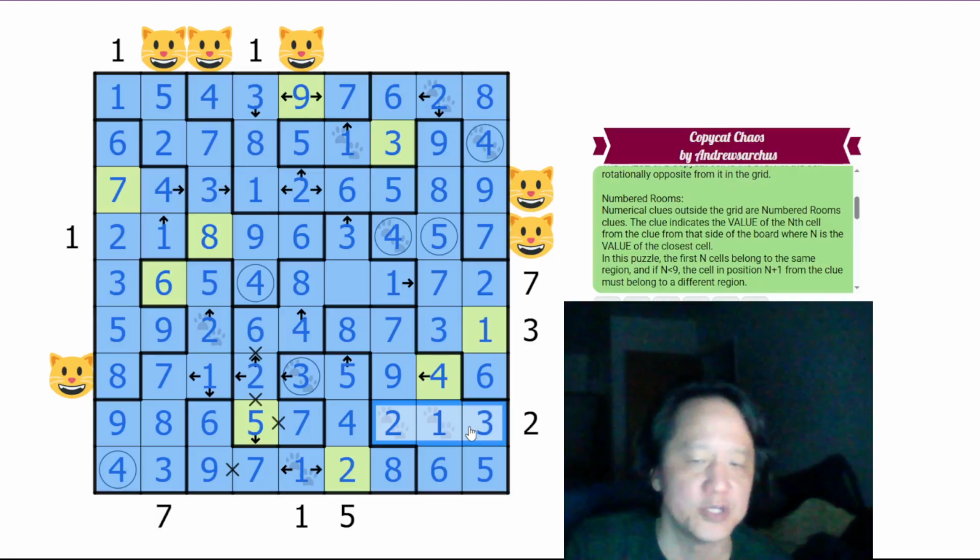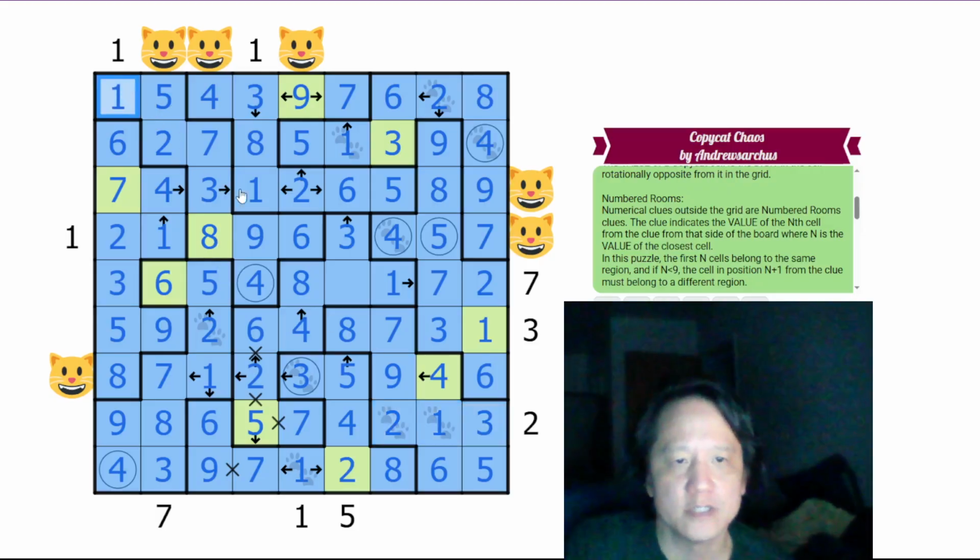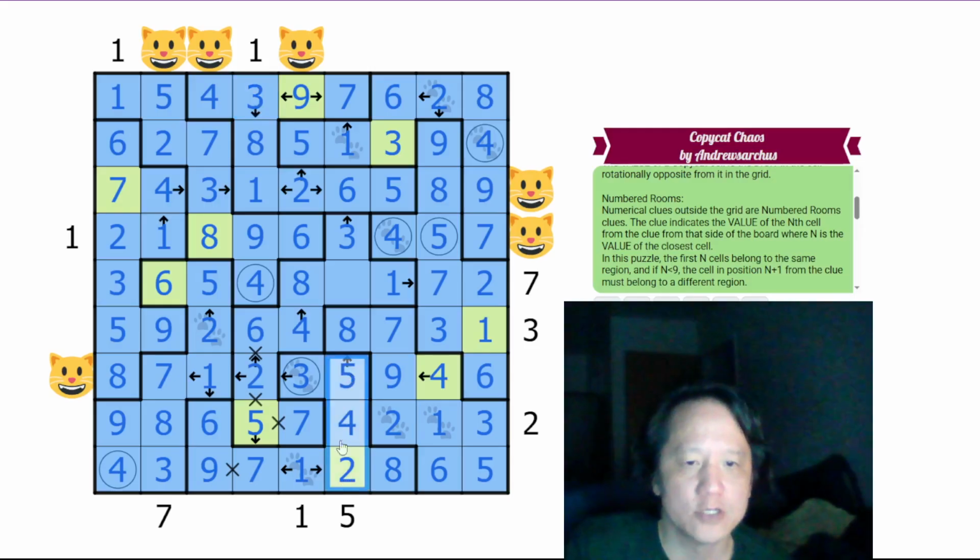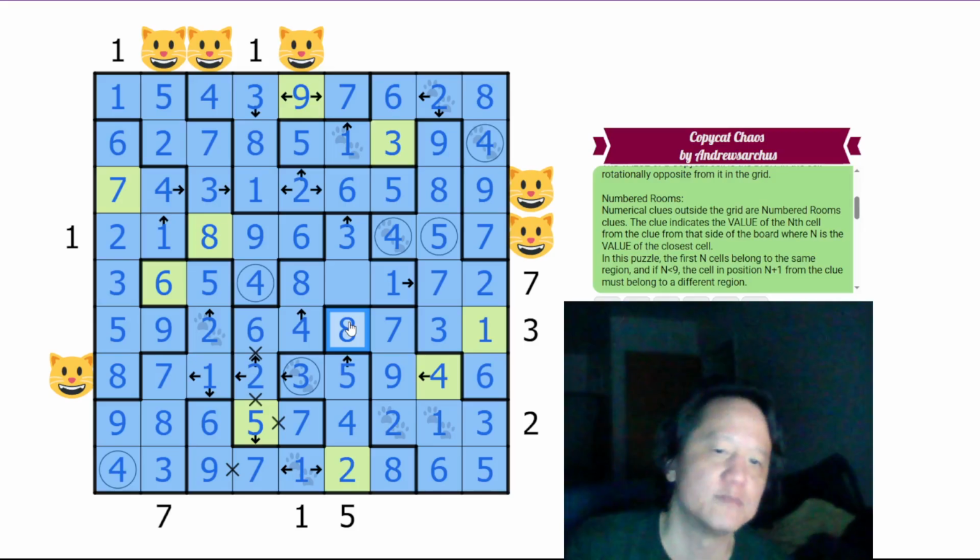And these are all the same region too, I should say. Same region, same region, same region. This is copycatting the value of 3. So that means in the third cell, there must be a value of 5, which there is. And then they must be in the same region, and then this must be a different region, which it is.